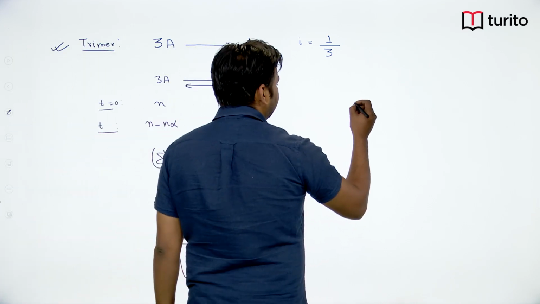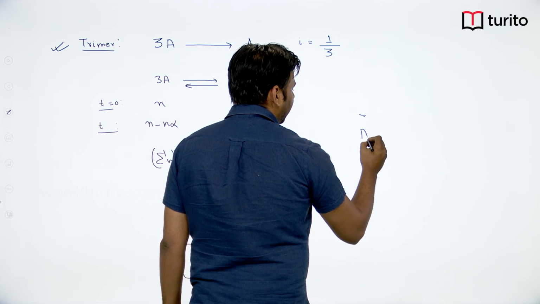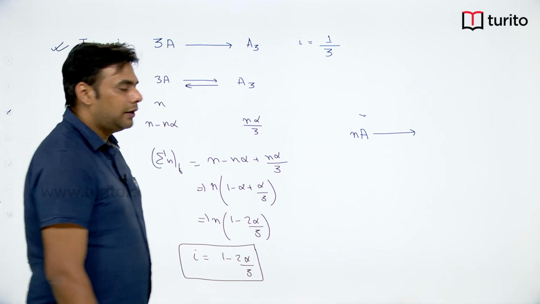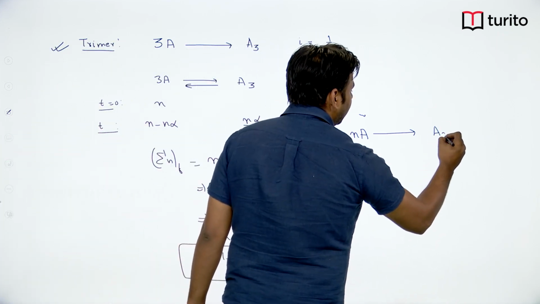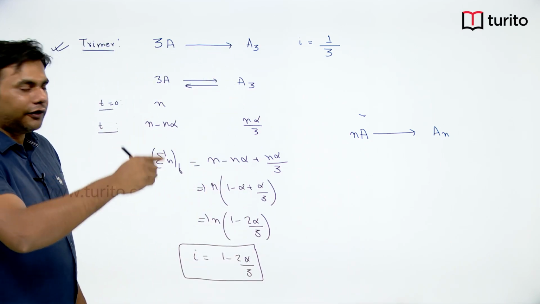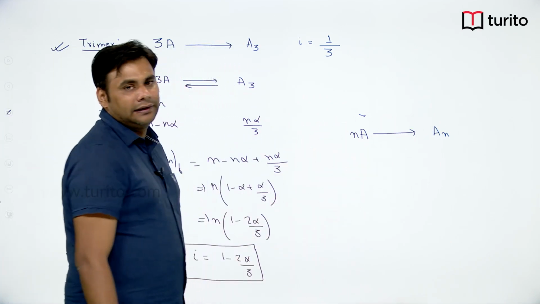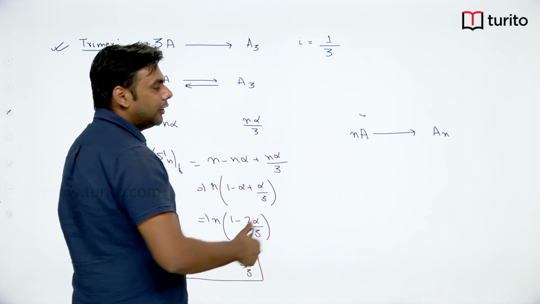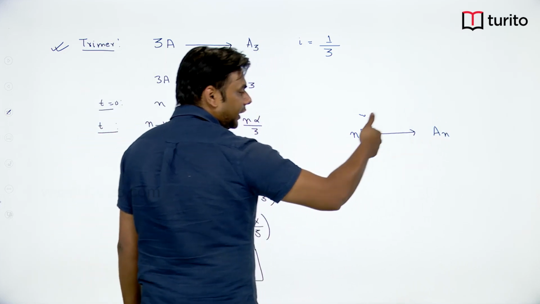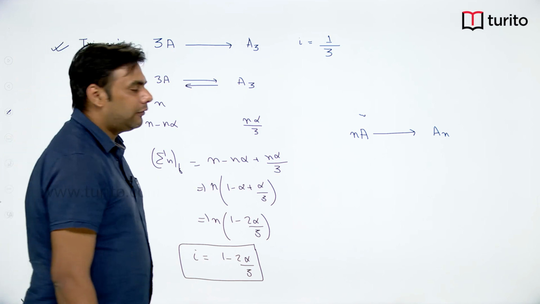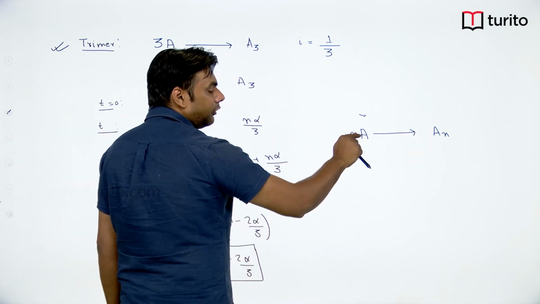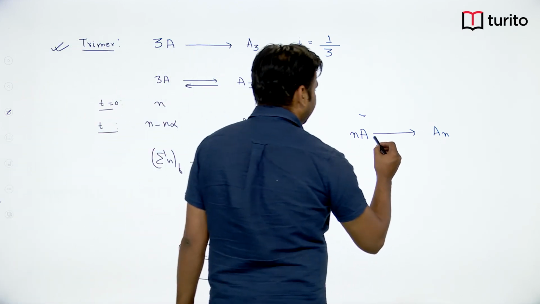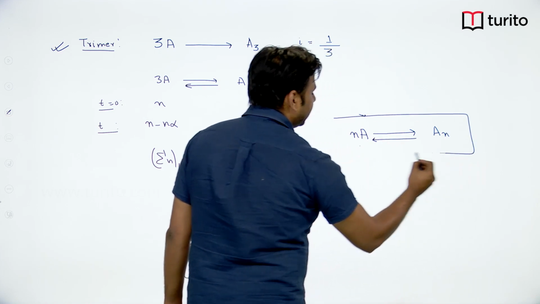So for a general reaction, suppose n moles of a compound A associate to give 1 mole of a compound An. The opposite was dissociation, where 1 mole of An was dissociating into n moles of A in the backward reaction. In the forward reaction, n moles of A are associating and giving us 1 mole of An. Suppose the reaction has attained equilibrium.